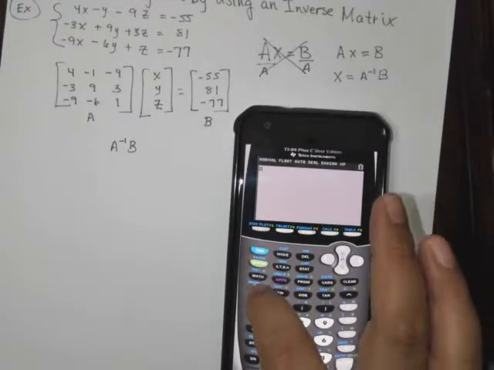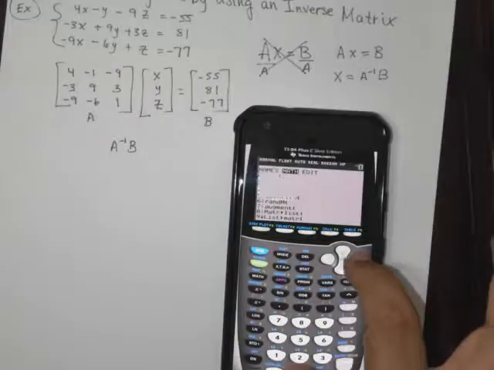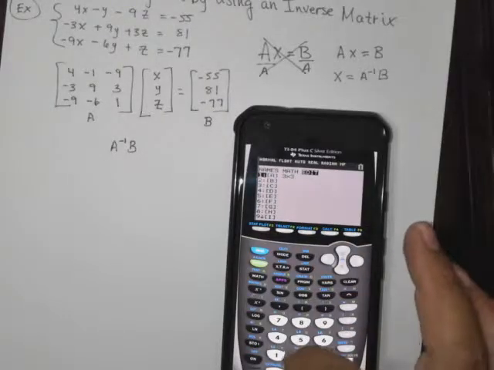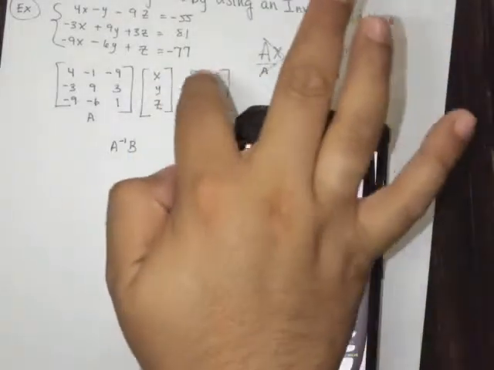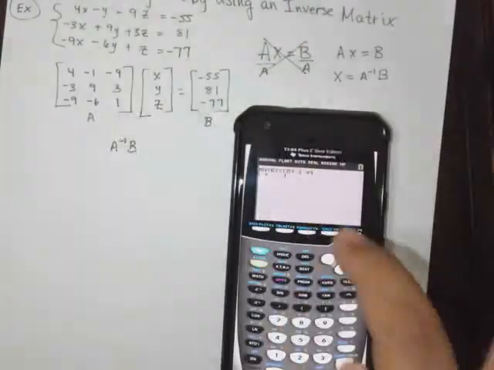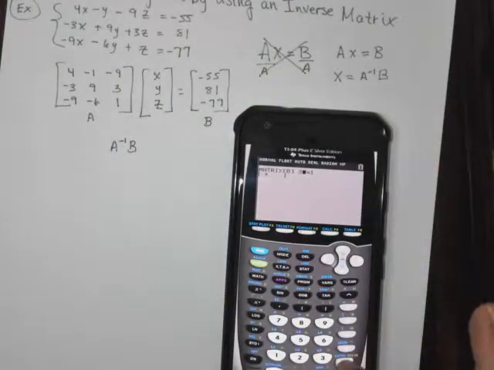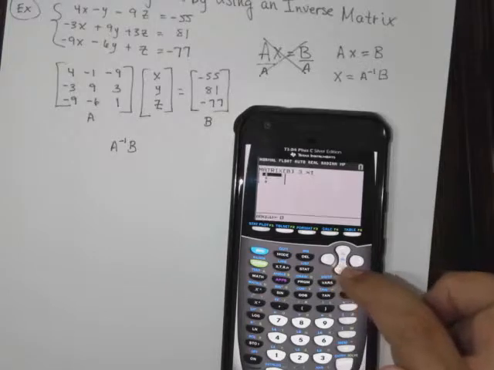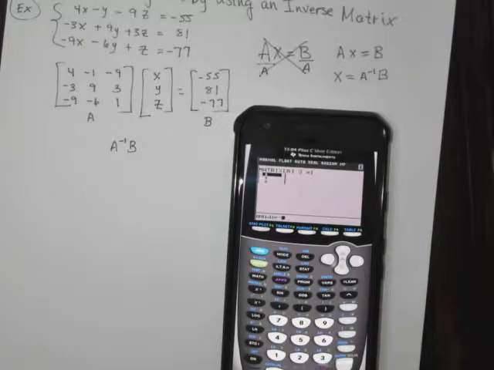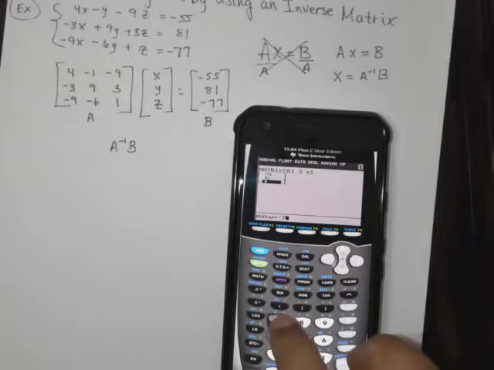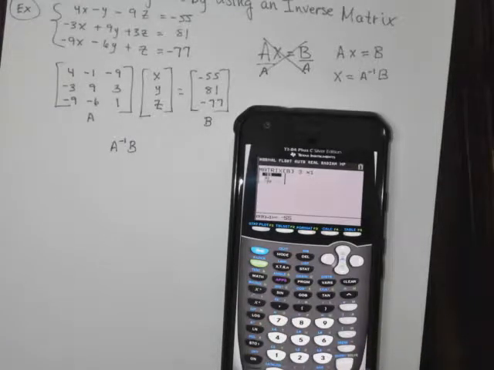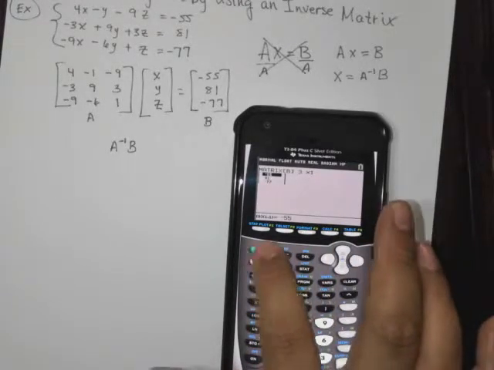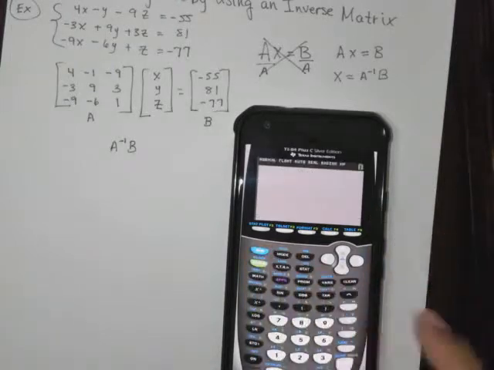I'm going to go back to my matrix, and edit number 2, which is B, and this is a 3-row by 1-column matrix, 3 by 1, and it looks like that. And I'm going to key in my solutions, -55, 81, and -77. There we go. So I've got my two matrices A and B, and I'm going to quit now.